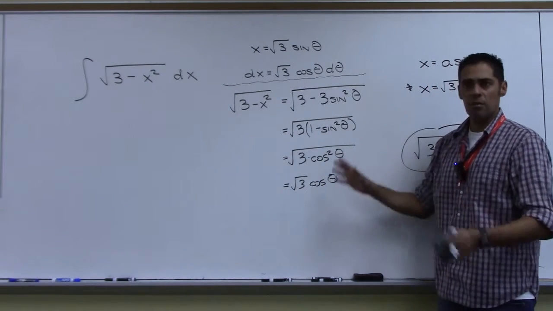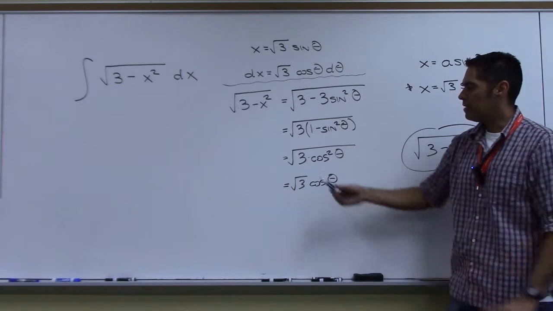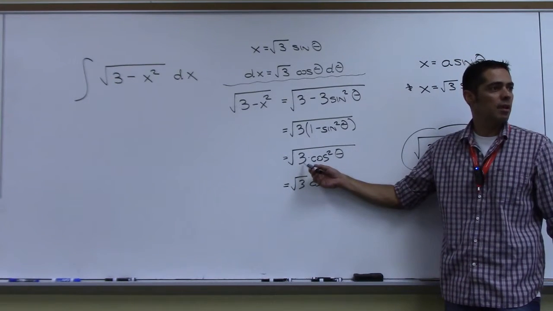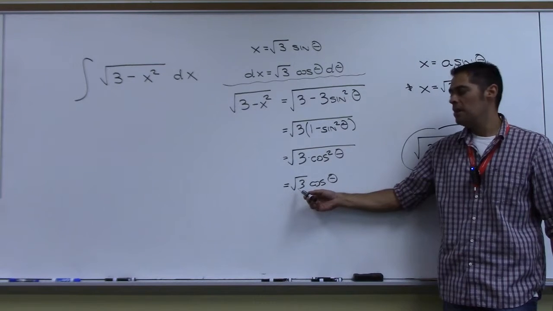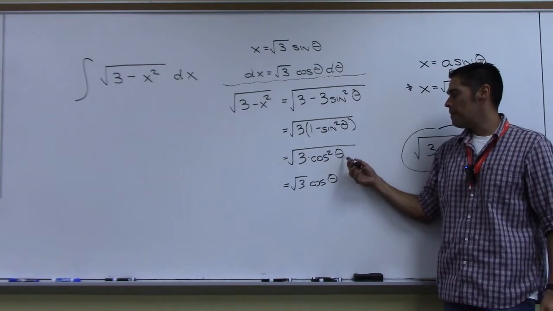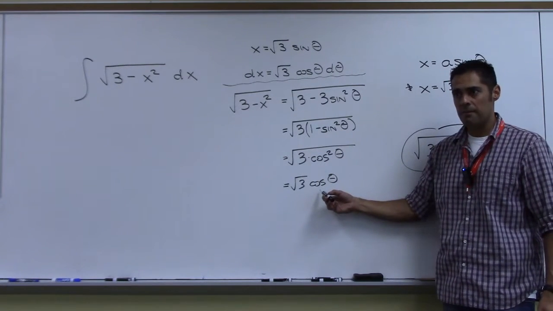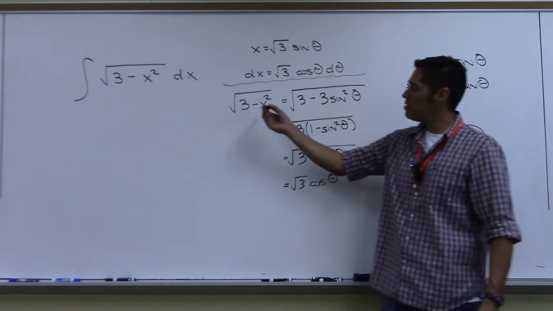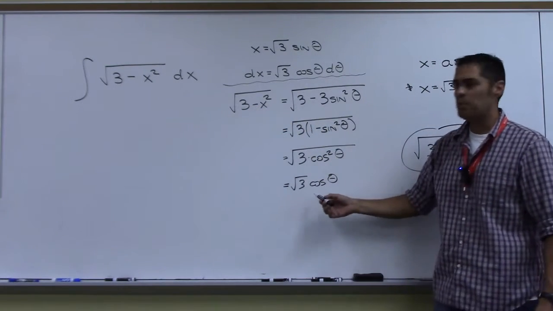And now I take the root. But I can't take the root of 3 because it's not a perfect square, so I just leave it as root 3. I can take the root of cosine squared theta. That's just going to be cosine theta. So this ugly part right here is going to be replaced with root 3 cosine theta.